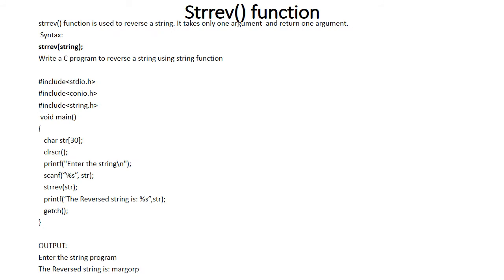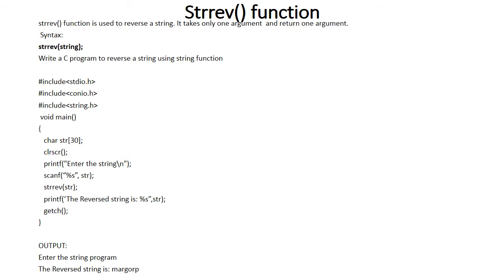String reverse function. This function is used to reverse the characters of a given string, and the syntax is strrev, within bracket you give the string. So here we will see an example how to reverse a string using the string function. Initially the header files stdio.h, conio.h and string.h are initialized, and then we have the main function.